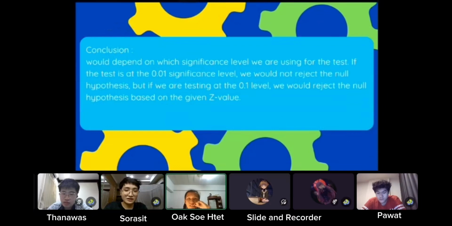Conclusion would depend on which significance level we are using for the test. If the test is at the 0.01 significance level, we would not reject the null hypothesis. But if we are testing at the 0.1 level, we would reject the null hypothesis based on the given Z value.